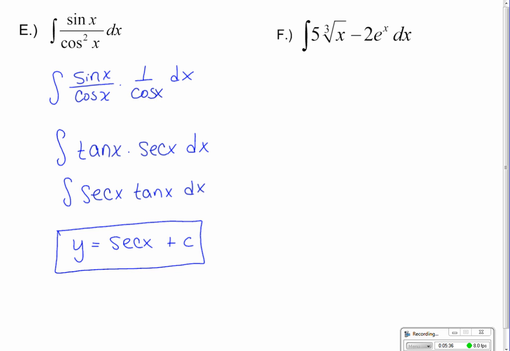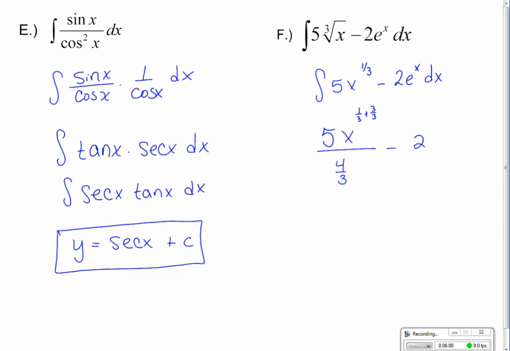Letter F, I'll quickly get you started on this one. I'm going to have 5x to the 1/3 minus 2e to the x dx. And then you should be able to integrate each of these. This will be 5. You can try it. I will put my answer up here too. It's 1/3 plus 3/3 because I'm adding 1 to it. I will divide by that 4/3.